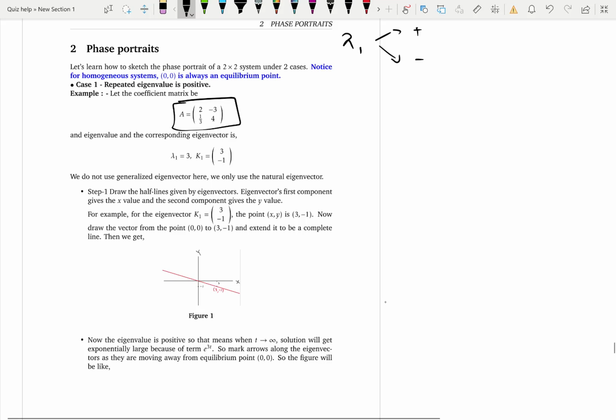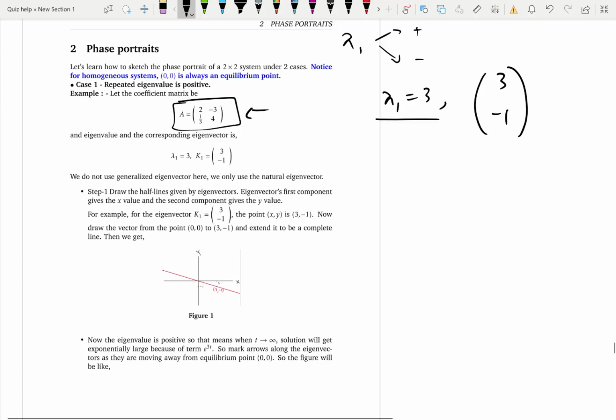Because it's repeated. Okay, so we know always (0, 0) is an equilibrium point. It's the same case in this lesson also because we are dealing with homogeneous systems. So let's take this example and let's say we have the eigenvalue 3 and its eigenvector is (3, -1). Now we only consider the natural eigenvector. We do not consider the generalized eigenvector. So one difference we have with the previous section is that really we don't have two eigenvectors. We have one eigenvalue because it's repeated. So it's one eigenvalue really and one eigenvector.